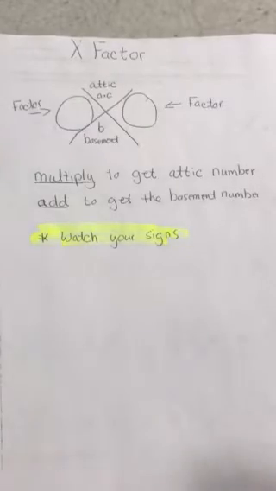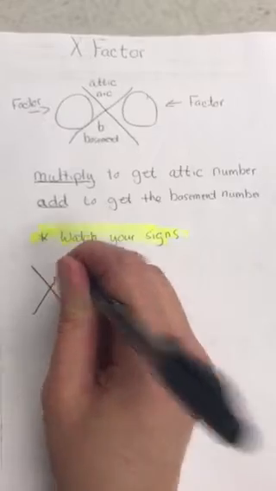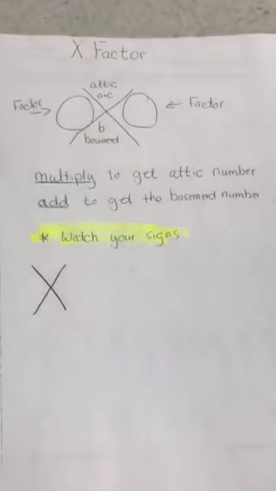So let's do some examples real quick. What you're going to do is you're going to get a packet, I think it's 6 different worksheets for the X factor. And what I want you to do is run through and fill in the blank areas of the X factor. So let's go with the first one.